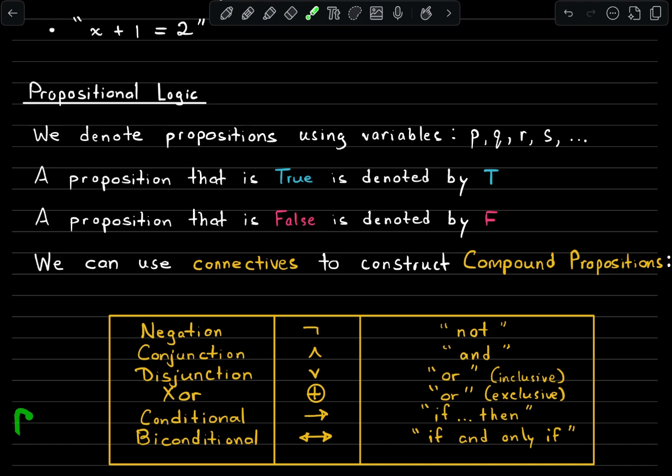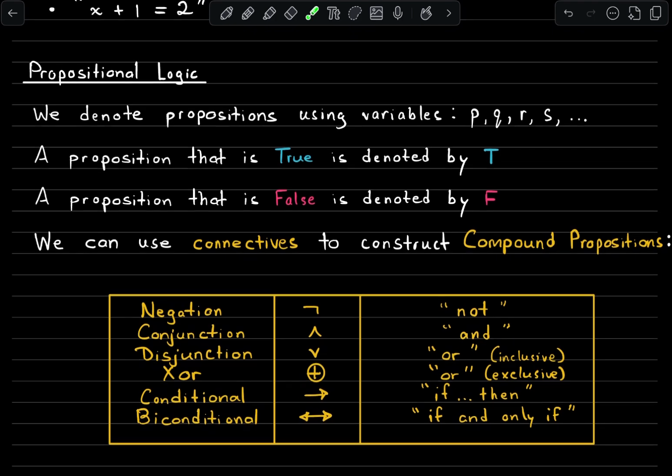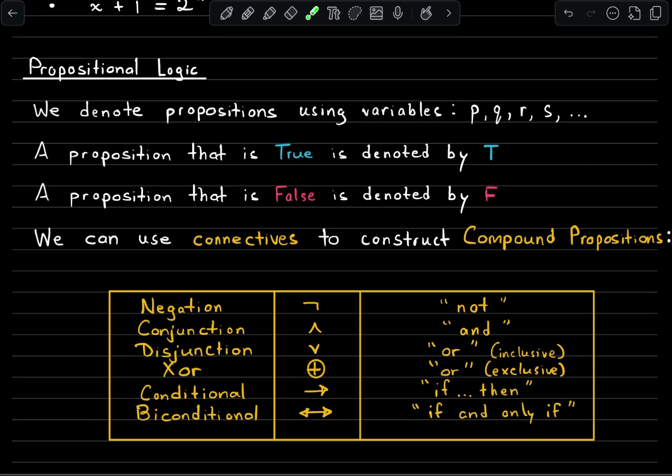Then you've got the conditional. This is a very important one, and this is going to be denoted by an arrow, and this is usually read as something like if P, then Q. And then finally, you've got the biconditional, which is an arrow with arrowheads on both sides, and it's going to be read as if and only if. So let's dive into each one in depth and see what this looks like.